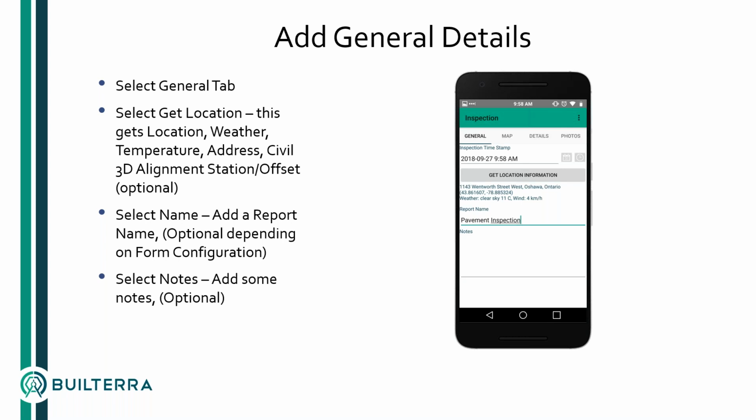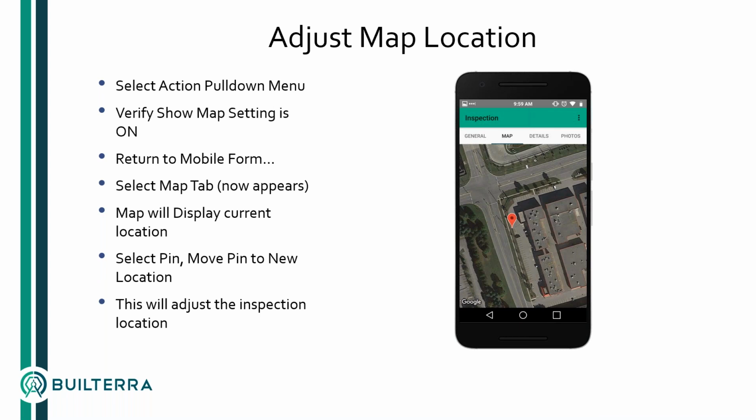The Get Location button will use the GPS on the phone to locate yourself. Once you're located, you get the street name, the address, the weather, all of those details based on your location. You can go back to it at any time and reset your location. If you don't like the location, you can select the map option, move your finger onto the red pin, press down and move it to another location.